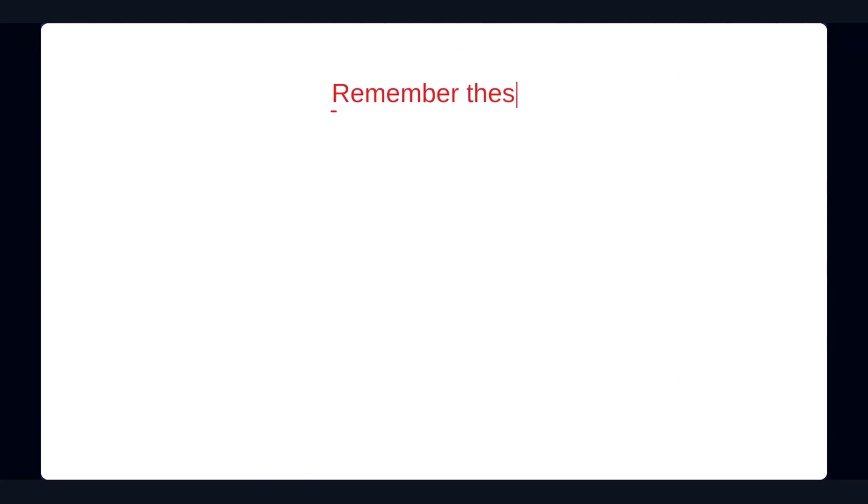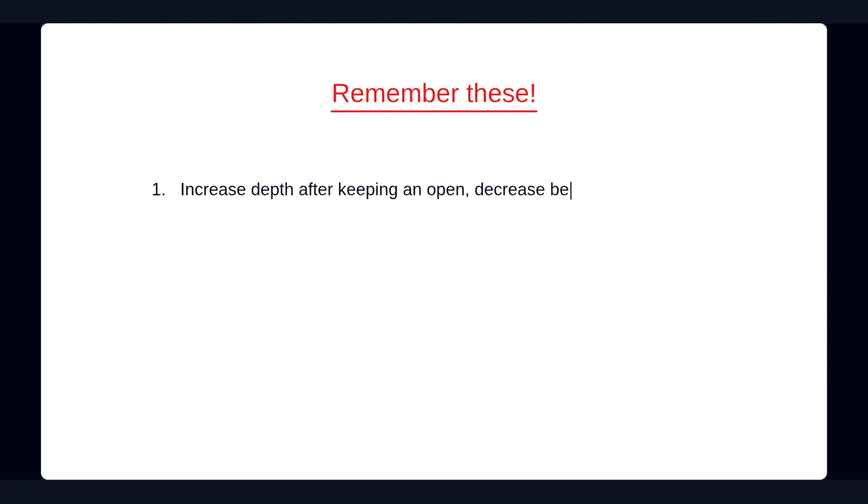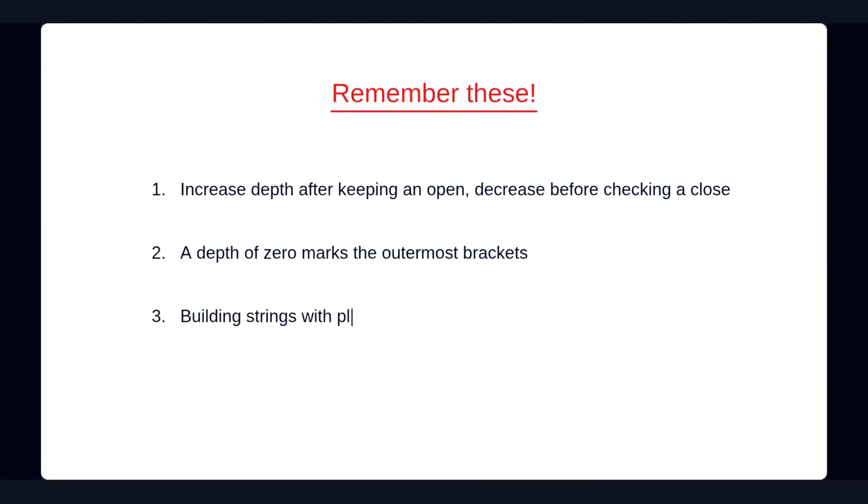Three things to get right. First, the ordering of the depth update matters. Increase after deciding on an opening bracket and decrease before deciding on a closing one, or you'll keep the wrong brackets. Second, a depth of 0 is the signal that a bracket is outermost. And third, adding to a string with plus is fine for learning, though a list with join is faster for very long inputs.